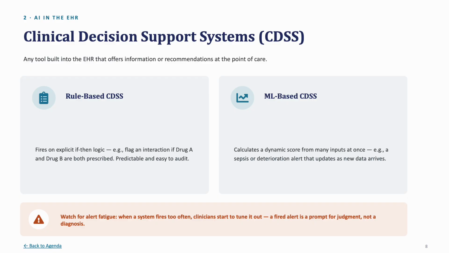Clinical decision support systems come in 2 broad flavors. Rule-based CDSS fires on explicit logic. If drug A and drug B are both prescribed, flag it. It's predictable and easy to audit. ML-based CDSS is more dynamic. It calculates a score from many inputs at once, like a sepsis alert that updates in real time. Either way, watch for alert fatigue. When a system fires too often, clinicians start tuning it out. A fired alert is a prompt for your judgment, not a diagnosis.